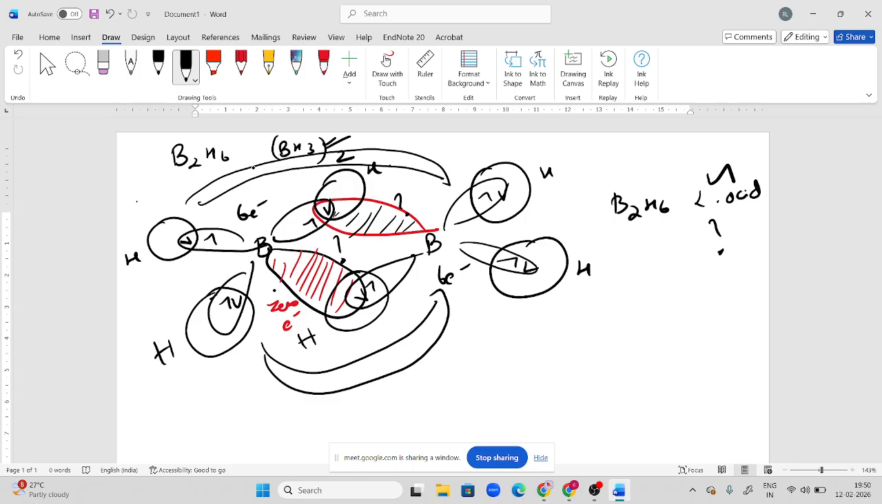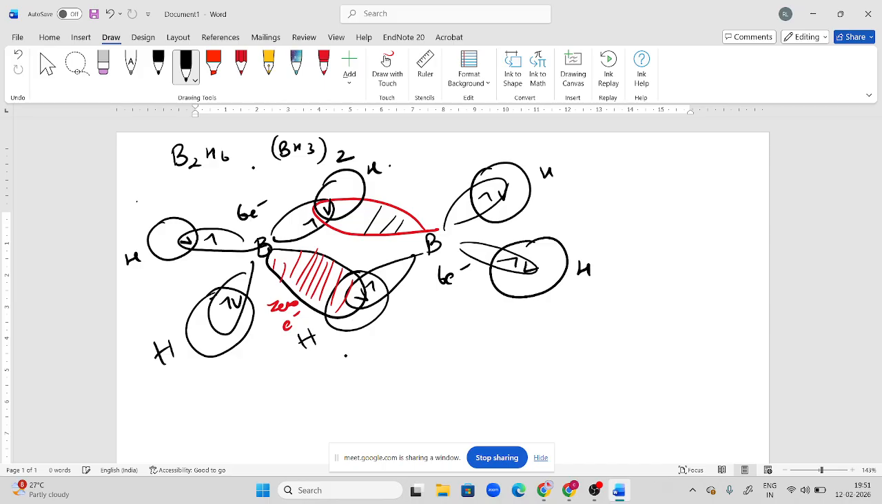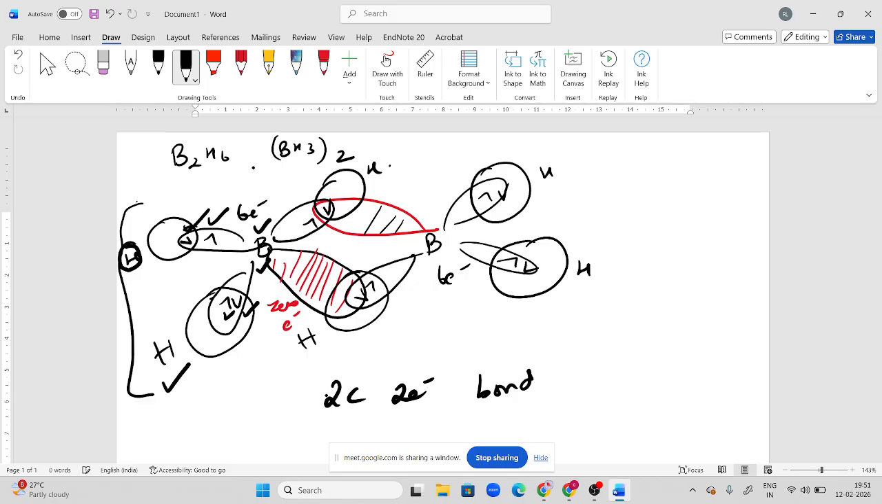Now the question is about the 3 center 2 electron bonds here. So we are talking about 2 center 2 electron bonds. Look at this, this is 1, this is 2. 2 center, how many electrons they have got? 1, 2. Similarly, this is 1 center, this is another center. How many electrons? 1, 2. So on the left hand side, I see there are 2 center 2 electron bonds. Similarly on the right hand side, 1, 2, 2 electron, 1, 2, 2 electron. So totally I have 4 2 center 2 electron bonds.